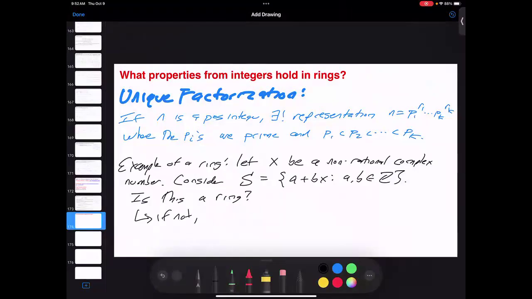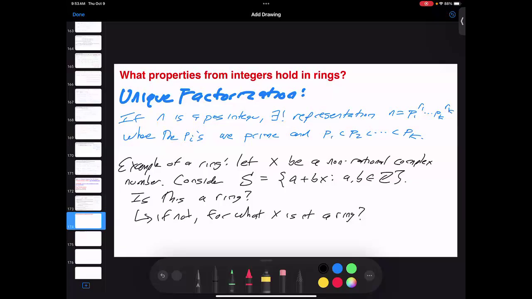If not, for what X is it a ring? So maybe if I choose an arbitrary X, it's too much to hope that this is a ring. But if I put some additional properties on X, maybe it can be a ring. So can somebody give me an X to try?